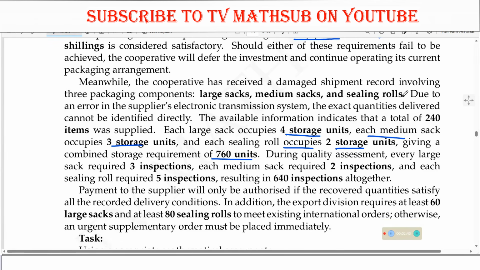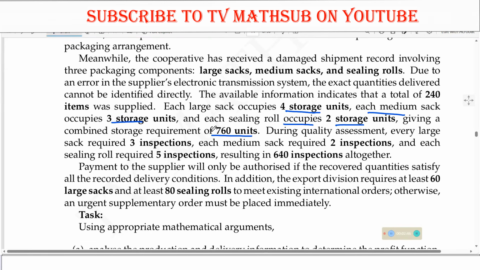During the quality assessment, every large sack requires 3 inspections. Each medium sack requires 2 inspections, and each sealing roll requires 5 inspections, resulting in 640 inspections altogether. Payments to the supplier will only be authorized if the recovered quantities satisfy all the recorded delivery conditions. In addition, the export division requires at least 60 large sacks and at least 80 sealing rolls to meet existing international orders. Otherwise, an urgent supplementary order must be placed immediately.